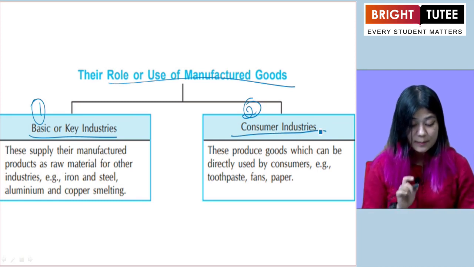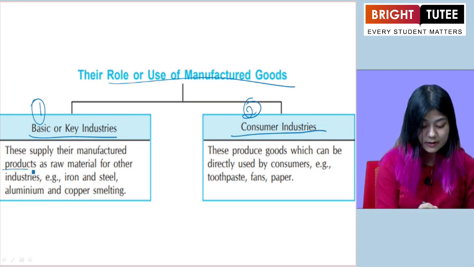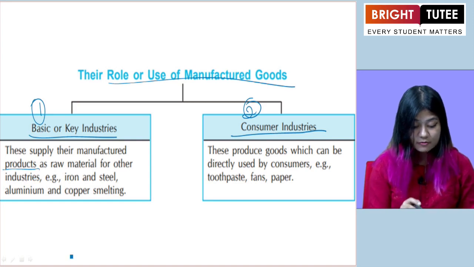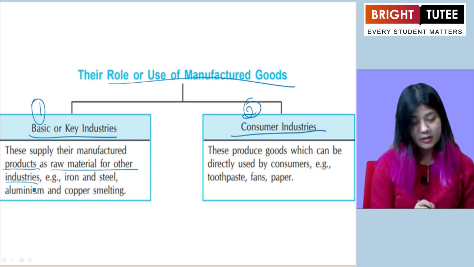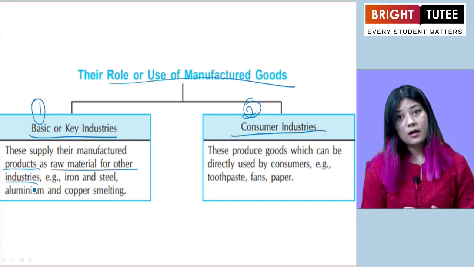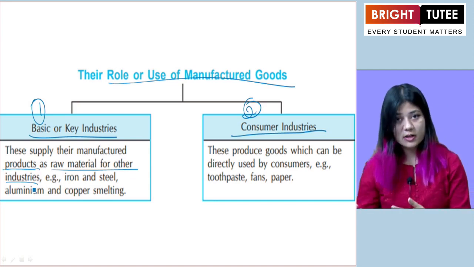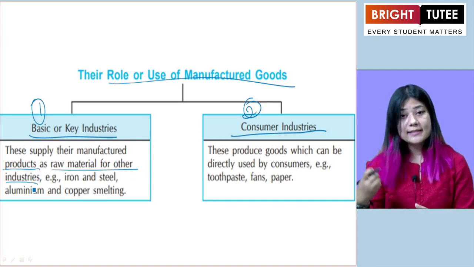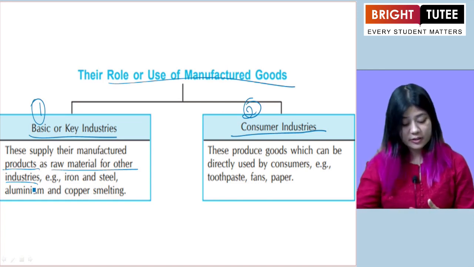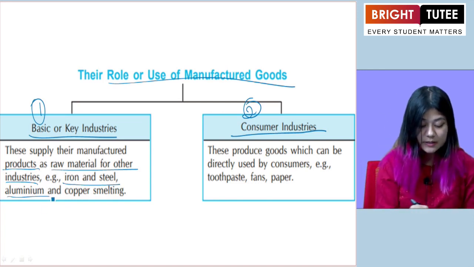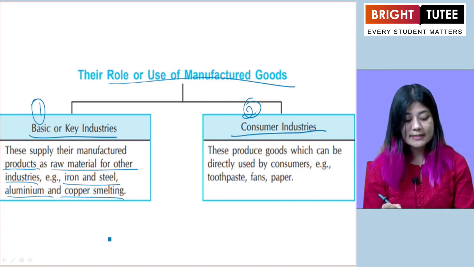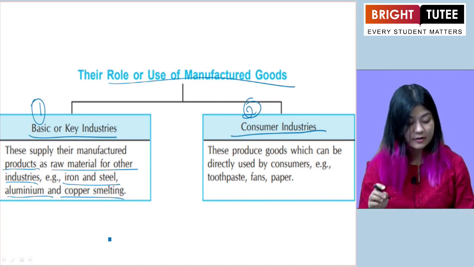So what are basic or key industries? These industries supply manufactured products as raw material for other industries. They manufacture products, but their products act as raw materials to other industries, like iron and steel, aluminium, copper smelting. These are all examples of key or basic industries.